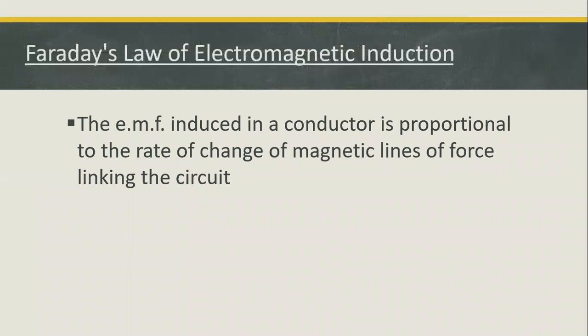The electromotive force, or EMF, induced in a conductor is proportional to the rate of change of magnetic lines of force linking the circuit. Rate means we are comparing magnetic lines with the time. So it is the rate of change of magnetic lines of force linking the coil, the circuit. This is called Faraday's law of electromagnetic induction.